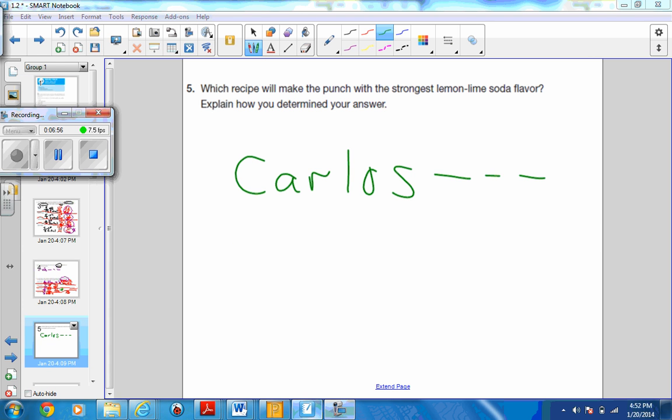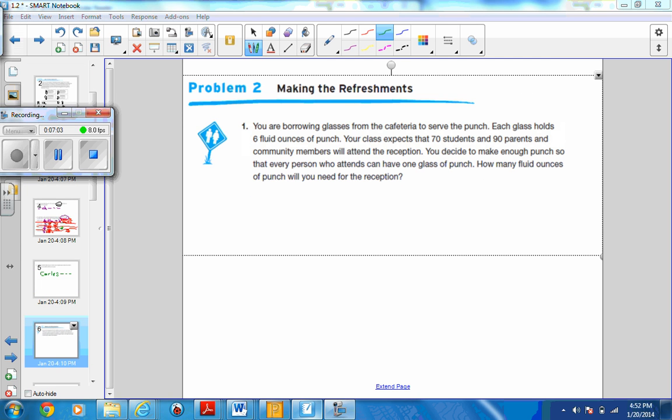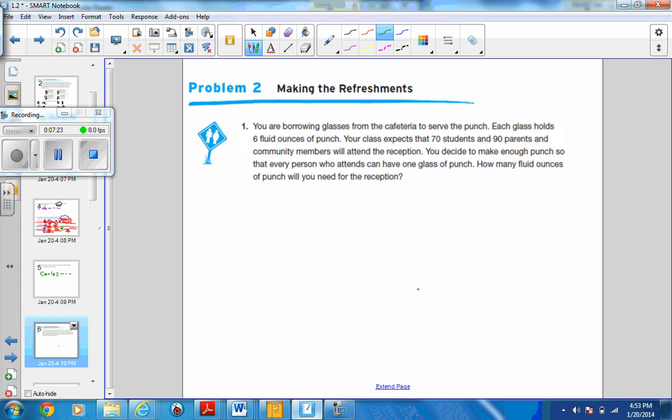All right, so once you've written down your answer there, you're going to want to go on to problem 2. Okay, please read along with me. You are borrowing glasses. Well, first we're going to do problem 2. We're making the refreshments. You're borrowing glasses from the cafeteria to serve the punch. Each glass holds 6 fluid ounces of punch. Your class expects that 70 students and 90 parents and community members will attend the reception. You decide to make enough punch so that every person who attends can have 1 glass of punch. How many fluid ounces of punch will you need for the reception?